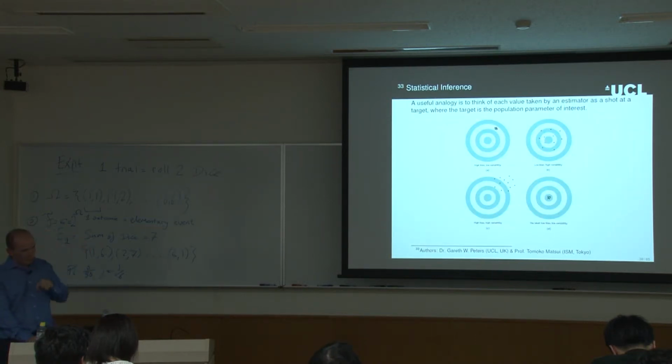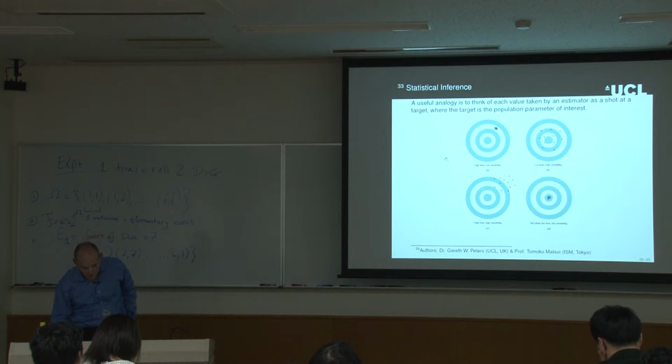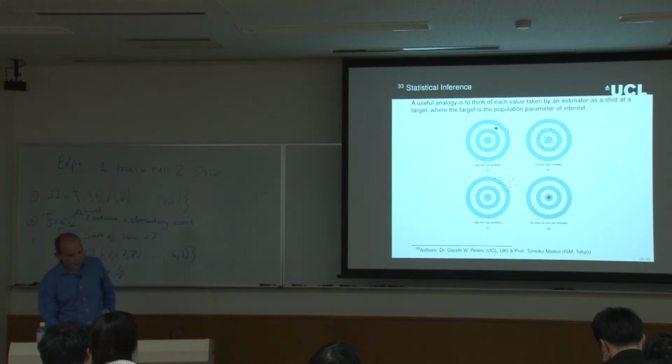If we think about these two properties, we have an example here. We have this analogy where each value taken by an estimator is a shot at a target. Obviously the bullseye here is our target value. If we look at the top left, we see that all of the values taken by the estimator are quite some way away from the target value. So this is high bias, but the variability of these estimates is very low. This is a situation with high bias but low variance of the estimator.